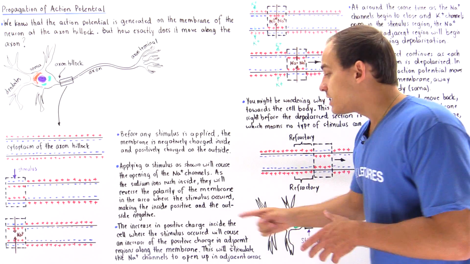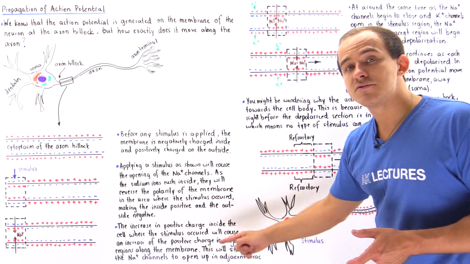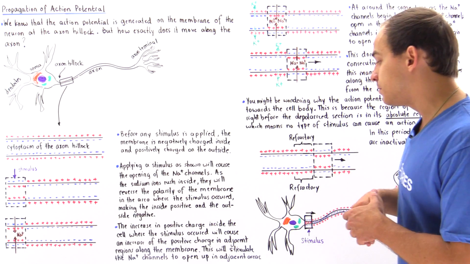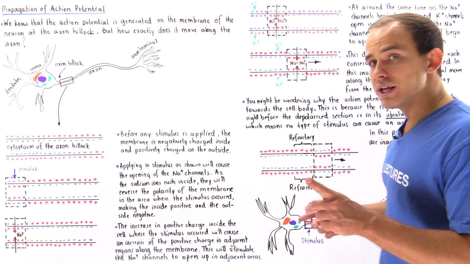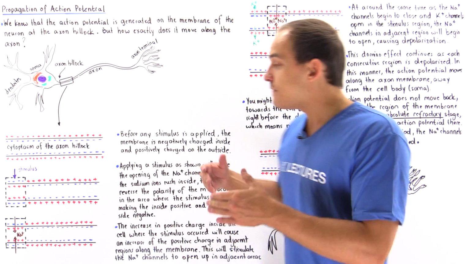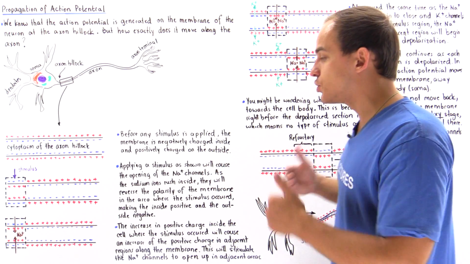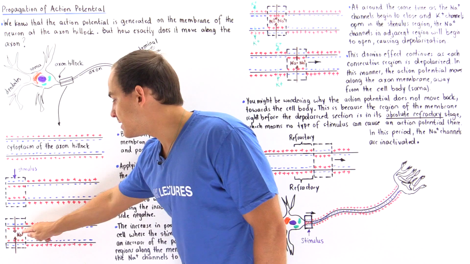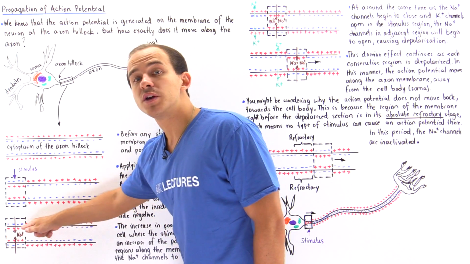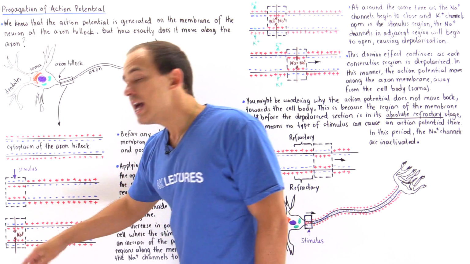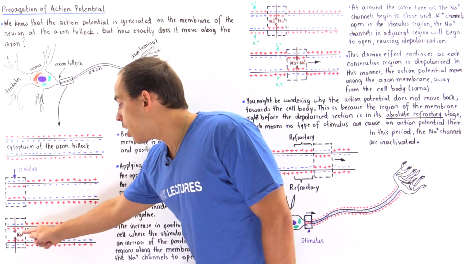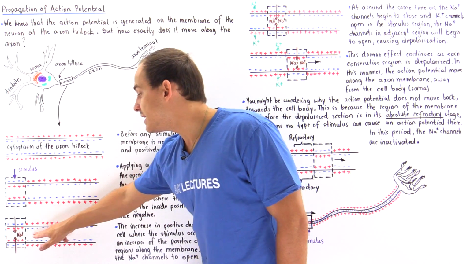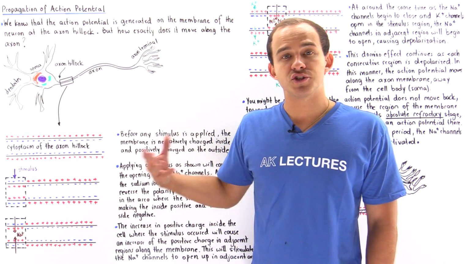So it turns out that the increase of the positive charge inside the cell where the stimulus actually took place will cause an increase in the positive charge found in the region right next to where the stimulus actually took place. So what that means is, as we have a buildup of sodium ions in this region, that will influence the charge value on the region right next to it. And so this will begin to become more positively charged.